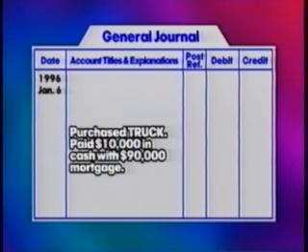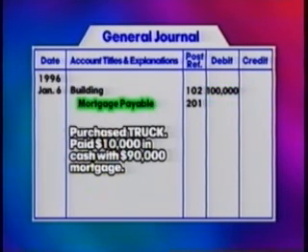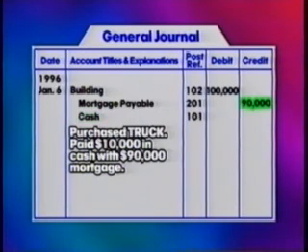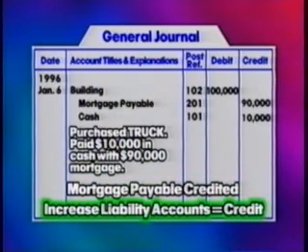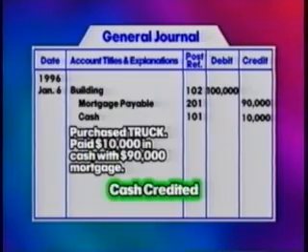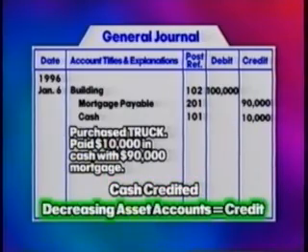In the buying of the truck, the building account is debited $100,000 since an increase in an asset is recorded as a debit, and the mortgage payable and cash accounts are credited for $90,000 and $10,000 respectively. Mortgage payable is credited because an increase in the liability accounts is recorded with a credit. Cash is credited because we are decreasing an asset account.